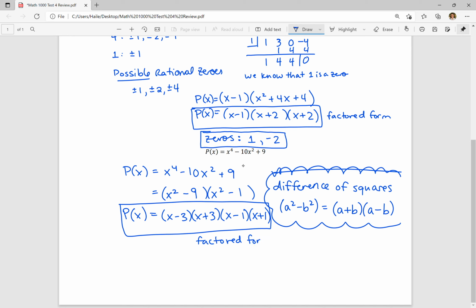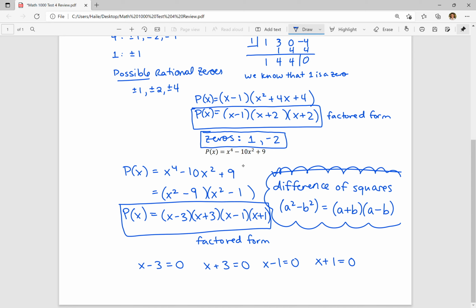And now let's find the zeros. So to find the zeros from a factor, what you can do is set each factor equal to 0. So we can set x minus 3 equal to 0, x plus 3 equal to 0, x minus 1 equal to 0, and x plus 1 equal to 0. And when we solve each of these little bitty equations, we're going to come up with an answer for x that will be our 0.